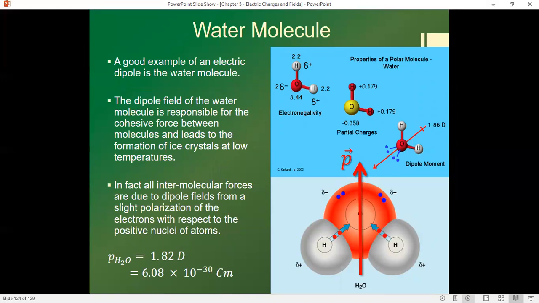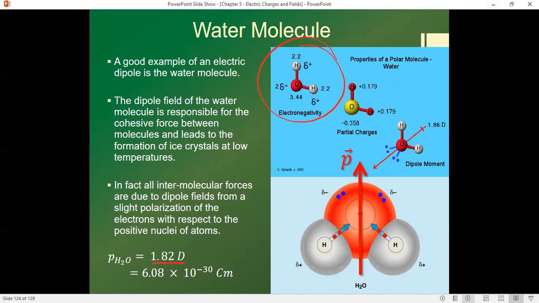So when looking at atoms and molecules, the dipole moments for them are extremely, extremely small. And typically, if we want to take a look at a very polarized molecule, a molecule with a high dipole moment like water, we see that in fact it's only about 1.82 debyes. Okay, and where does this dipole moment come from?